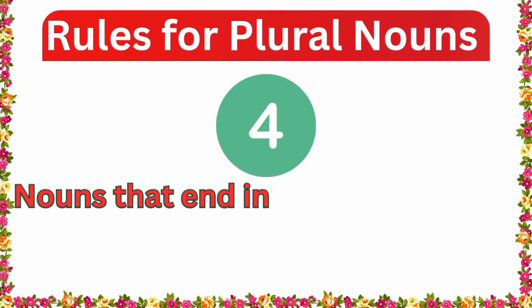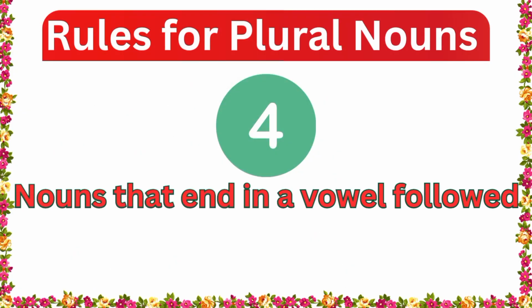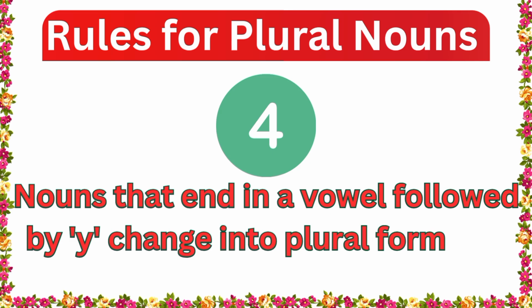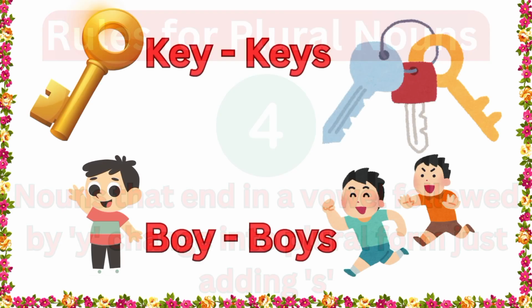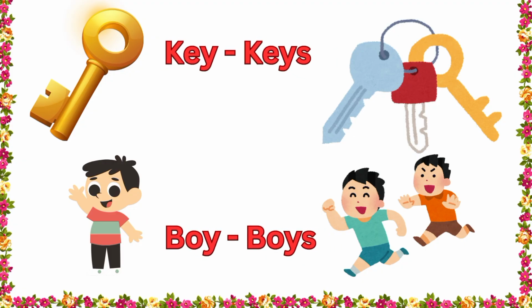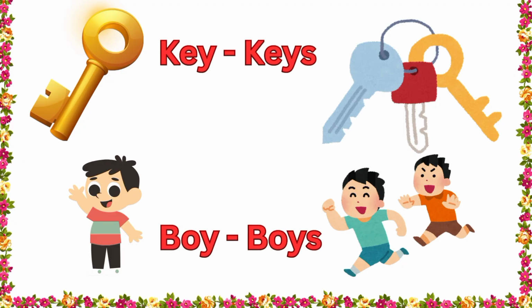Rule number 4. Nouns that end in a vowel followed by y change into plural form by just adding s. Some of the examples are key, keys, boy, boys.